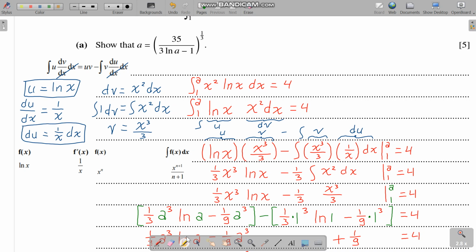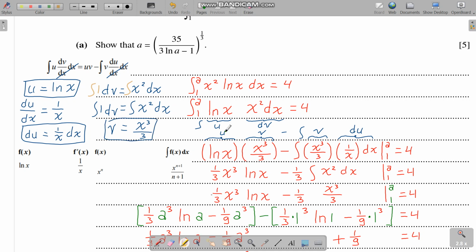Now dv is x squared dx, so you integrate both sides. The integral of dv is the same as the integral of 1 dv, which is v, just like the integral of 1 dx is x. The integral of x squared, using the usual formula, is x cubed divided by 3. So we have everything we need, including v.